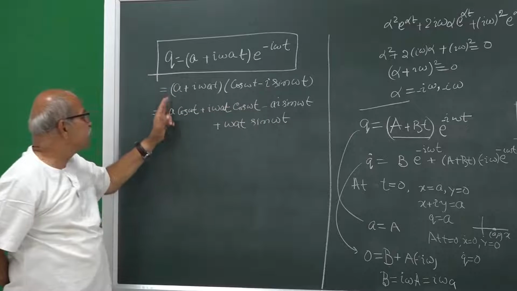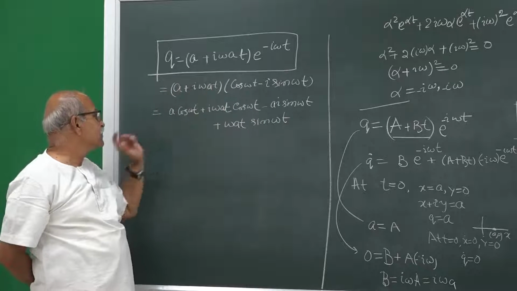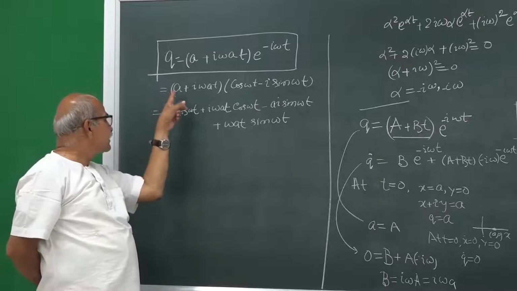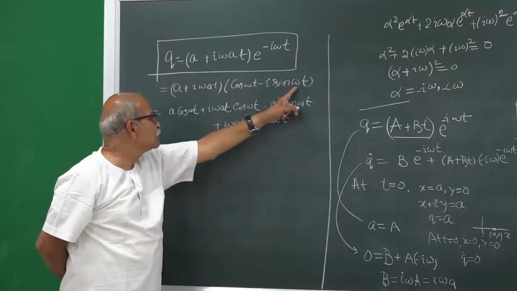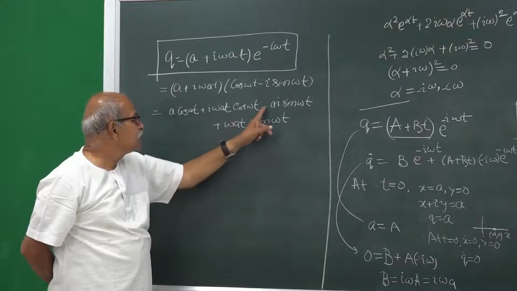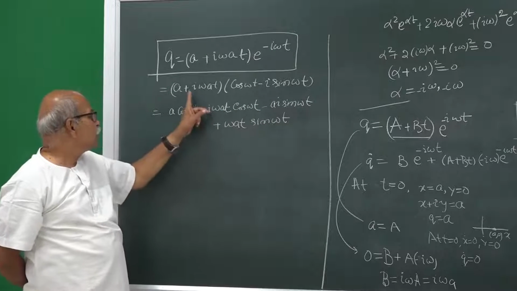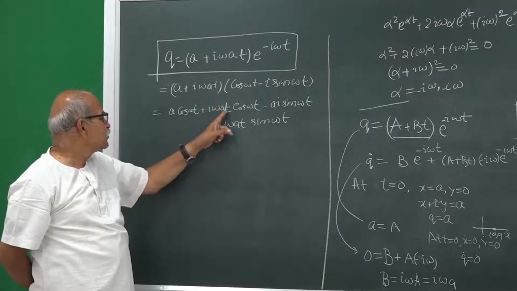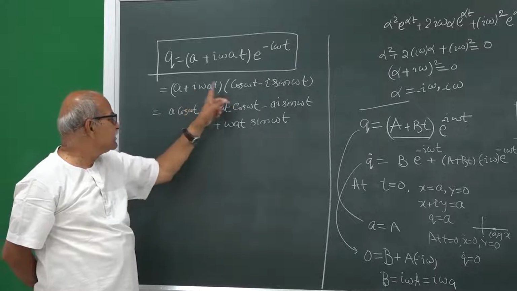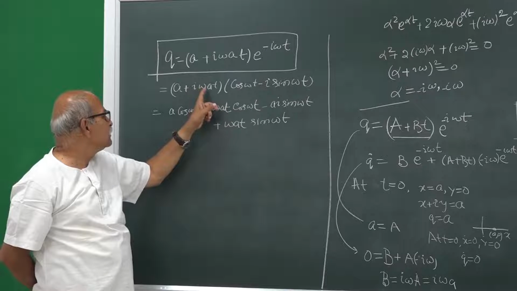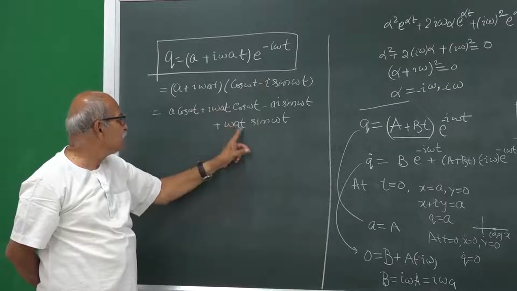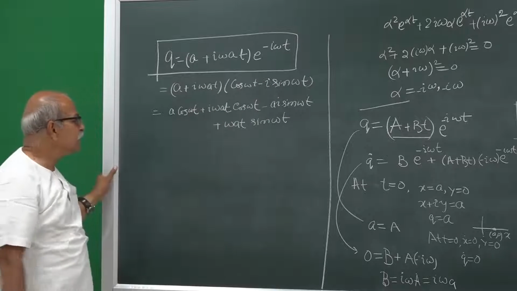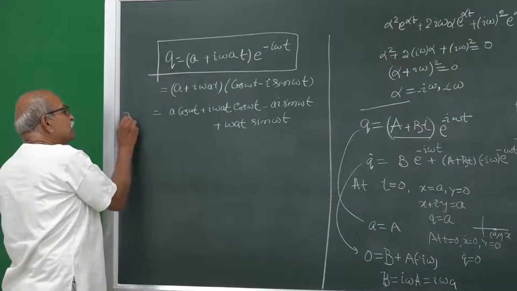Okay. So, let us check once again, a into cos omega t is here, then from this side a into minus i sin omega t is here, then i omega a t into cos omega t is here, and this is plus 1. So, omega a t sin omega t. Okay. And this q is nothing but x plus i y.